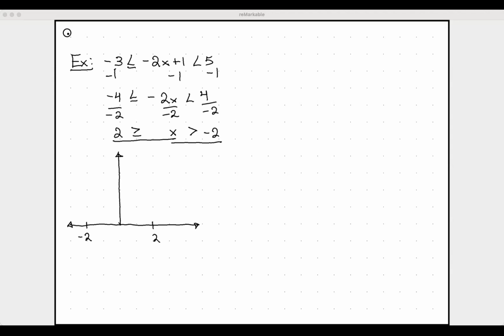And so let's start with the +2 first. So x is less than or equal to +2. Since it's a less than or equal to, I'm going to make this a solid line. There we go. And then I want x coordinates that are less than that line, so I'm going to shade to the left.